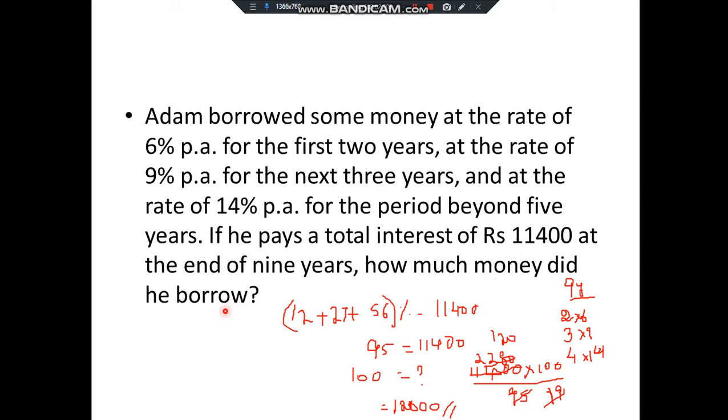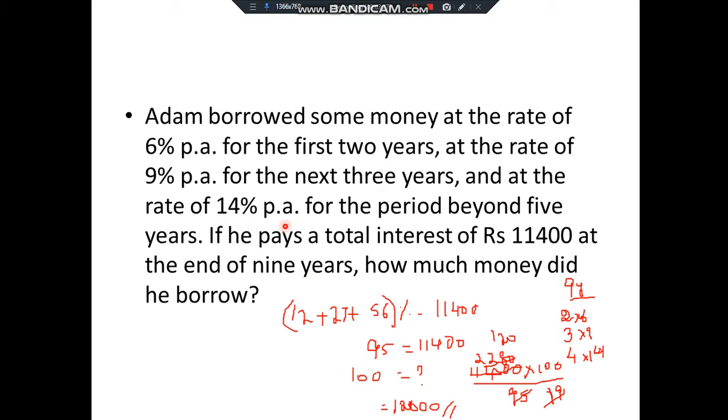So, as usual, principal will have to be found. First, find the total number of years. See, the total is 9 years because they say he pays a total interest of 11,400 at the end of 9 years. So the total number of years is 9. In that, first 2 years, then 3 years. So 3 plus 2 is 5. 5 gets over with 9%. So the remaining in 9 is 9 minus 5, which is 4 more years. So for 4 more years we will use the percentage of 14%. I hope you understood.